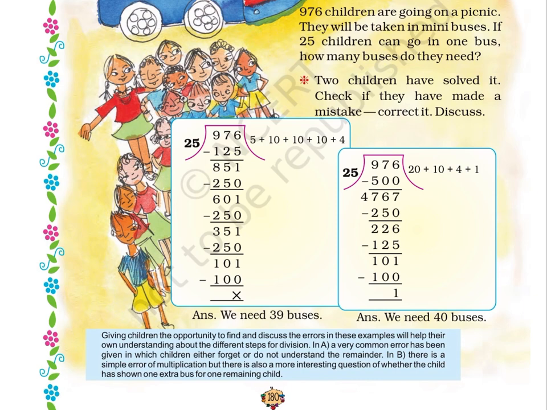They have both done it in different ways. The first calculation leads us to the answer. We need 39 buses. After the second calculation, we see the answer. We need 40 buses.